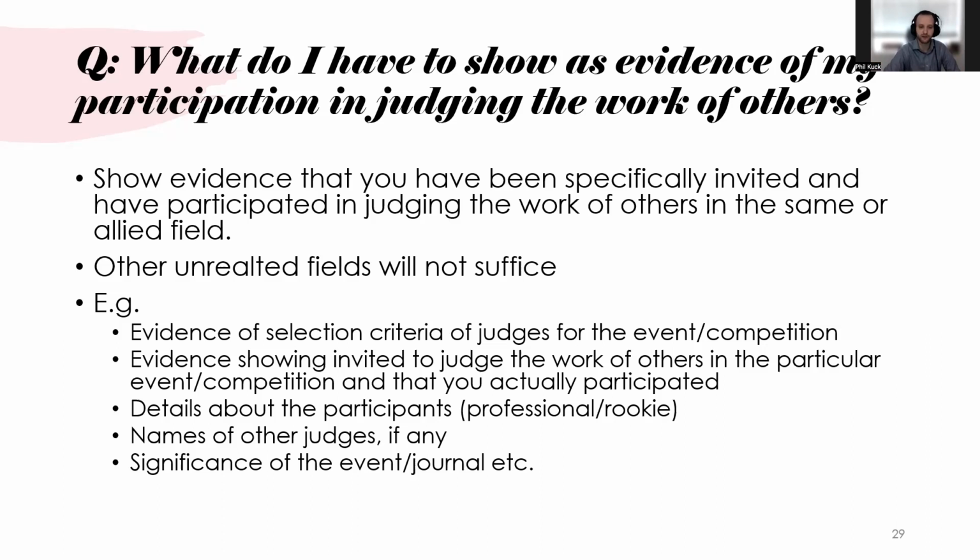Maybe give them the names of other judges or the significance of the event or the significance of the journal, right? A lot of people will do peer reviewing if they're in the sciences, right? So they'll have written maybe other articles, and those journals have reached out to them and said, hey, will you peer review some other articles for us? Being able to show that journal has market value will be very good.